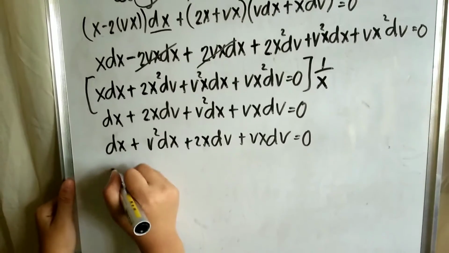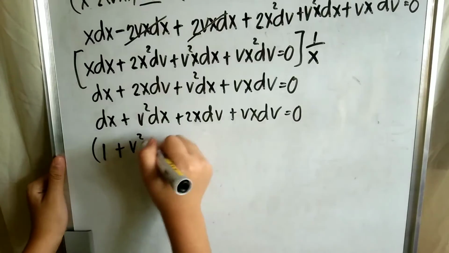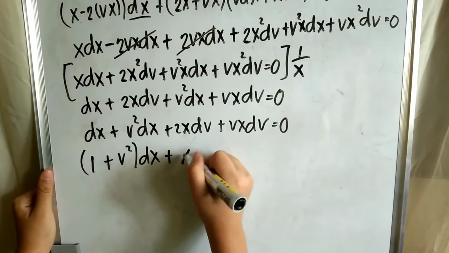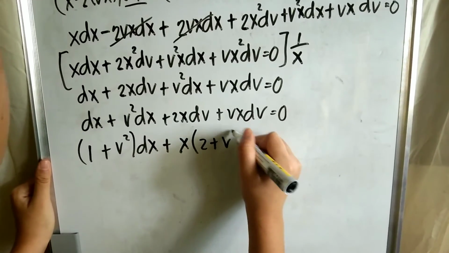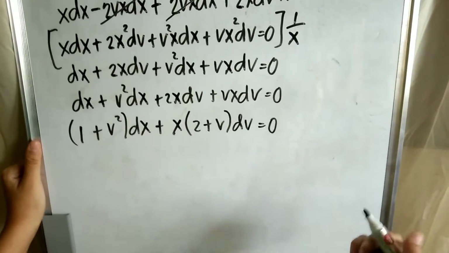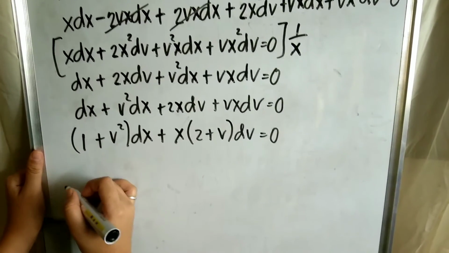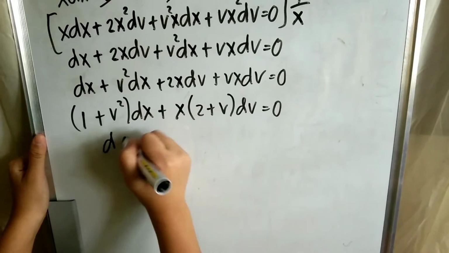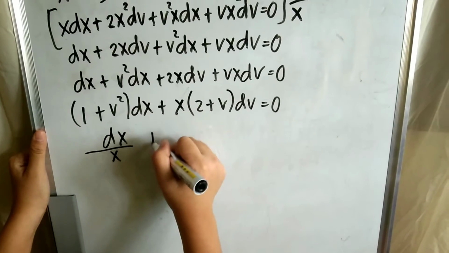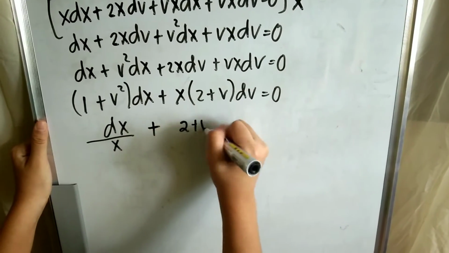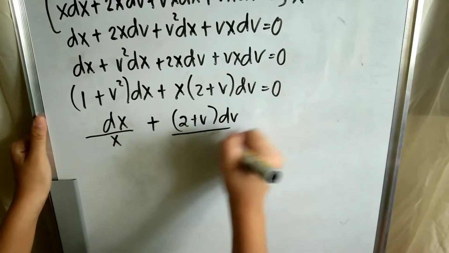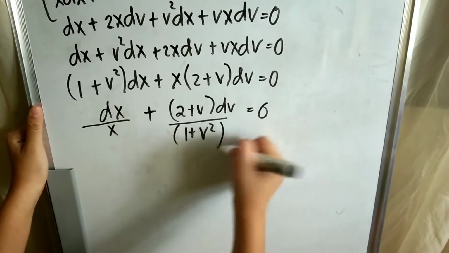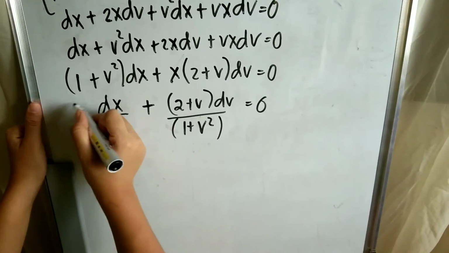So this will be (1 plus v squared) dx plus x(2 plus v) dv equals 0. So we are now at the part where we can apply variable separable. So this will become dx over x plus (2 plus v) dv over (1 plus v squared) equals 0. And finally, we can now integrate.